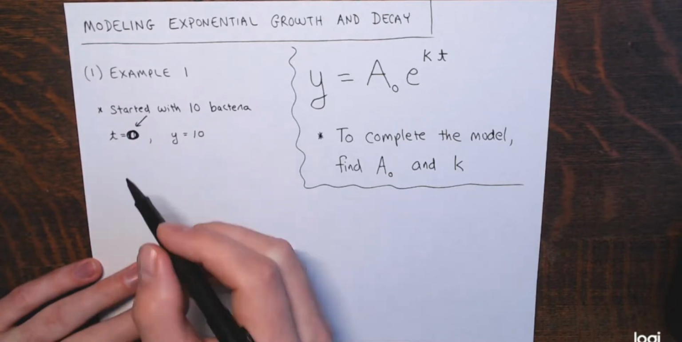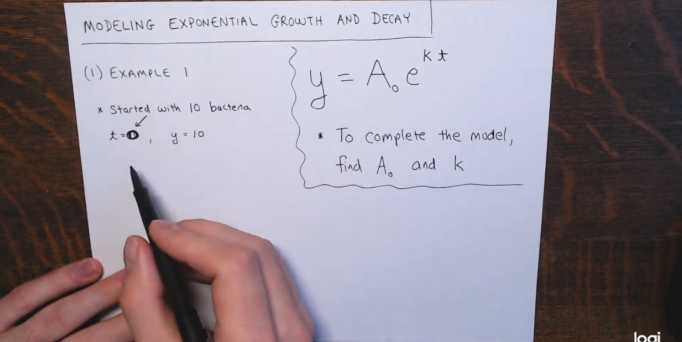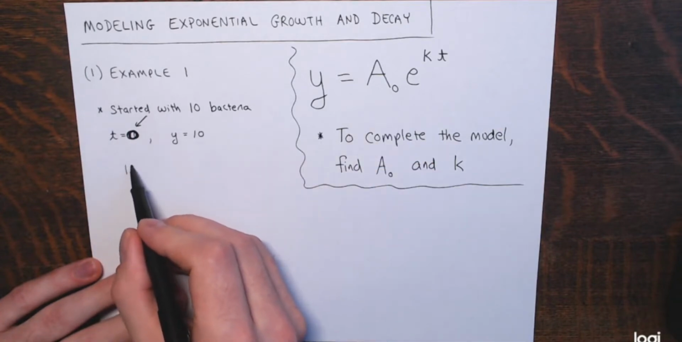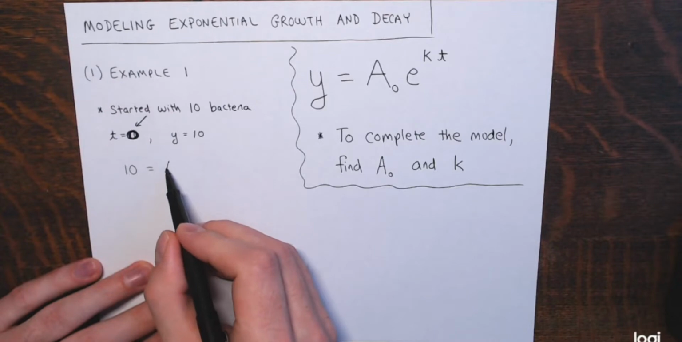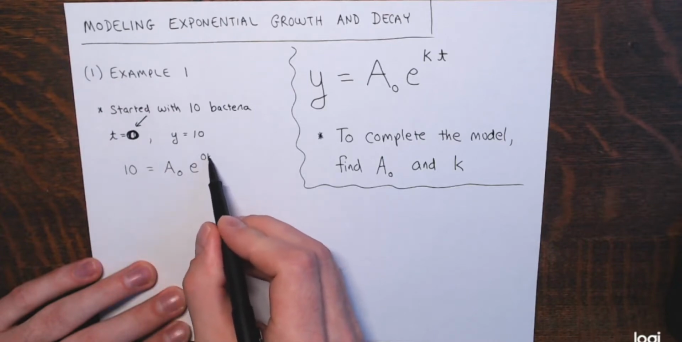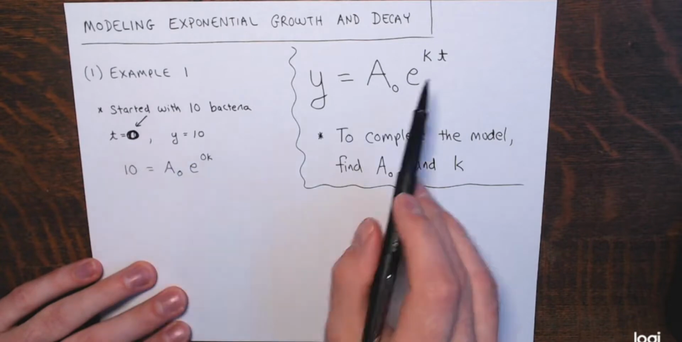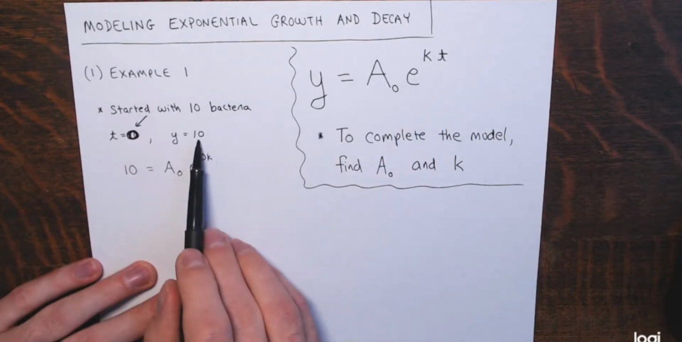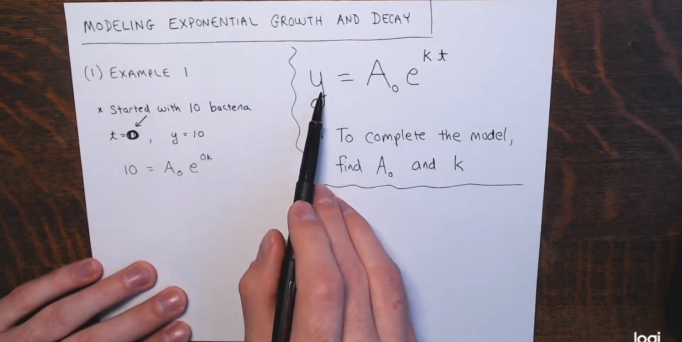I can use this to find a sub 0 really quickly. We have 10 on the left side for y equals a sub 0 times e to the 0 times k. I replace t with 0 and the amount of bacteria with 10. Y is the amount of bacteria here.